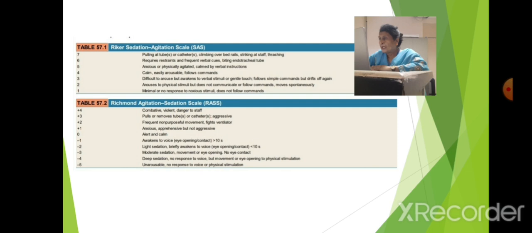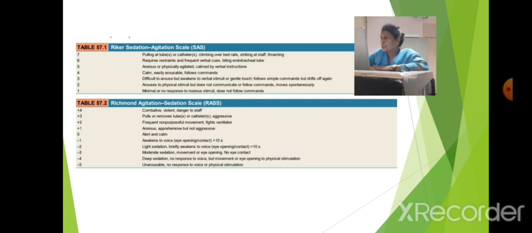Third, difficult to arouse but awakens to verbal stimulus or gentle touch, follows simple commands but drifts off again into the same state. Two, arouses to physical stimulus but does not communicate or follow commands, moves spontaneously. One, minimal or no response to noxious stimulus, does not follow commands. A noxious stimulus may be given, such as a pinprick, but the patient doesn't respond and doesn't follow the commands you give.